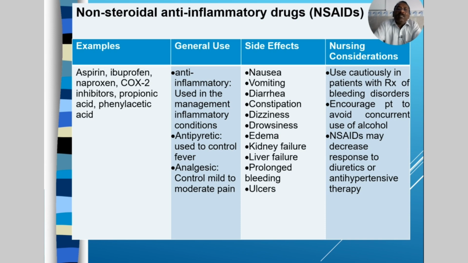What was the clinical use? They are anti-inflammatory, used in the management of inflammatory conditions. Antipyretic, so they are used to control fever also, and they are also analgesic. But what about the side effects? These are tremendous side effects, and all physicians should know of them. They cause nausea, vomiting, diarrhea. Some drugs may cause constipation, dizziness, drowsiness, edema of the body, renal failure, hepatic failure, bleeding disorders, and ulcers. Gastric ulcers, esophageal ulcers, or duodenal ulcers.